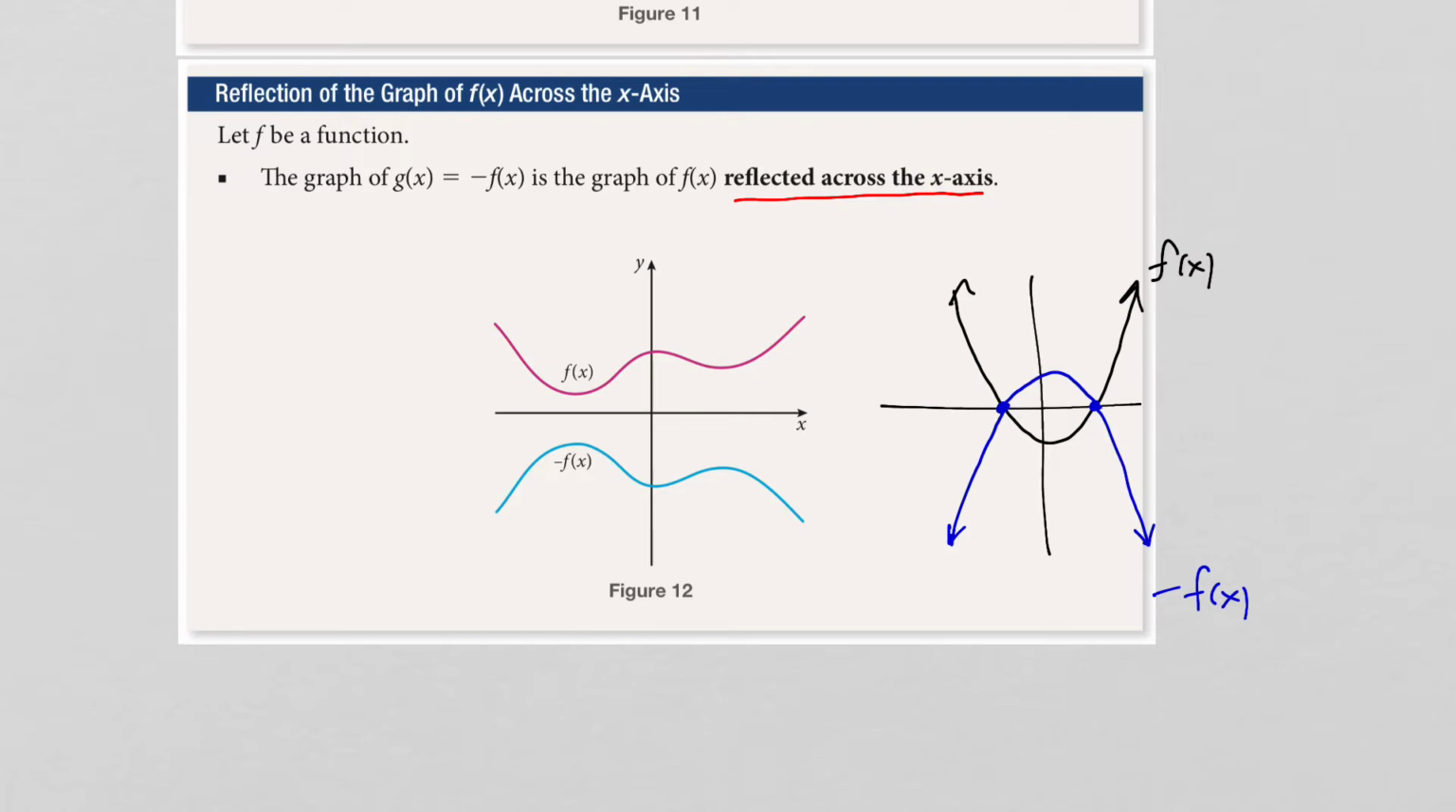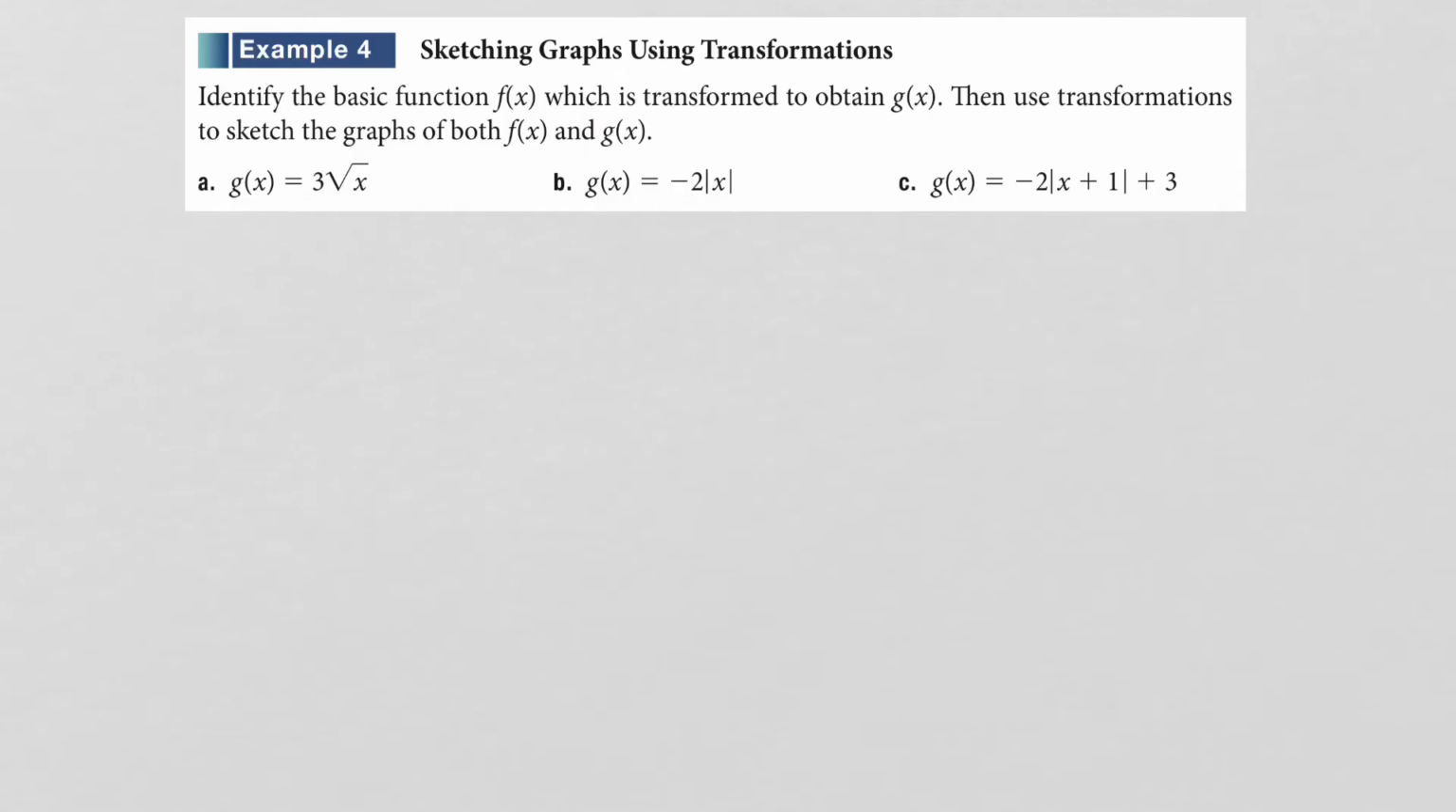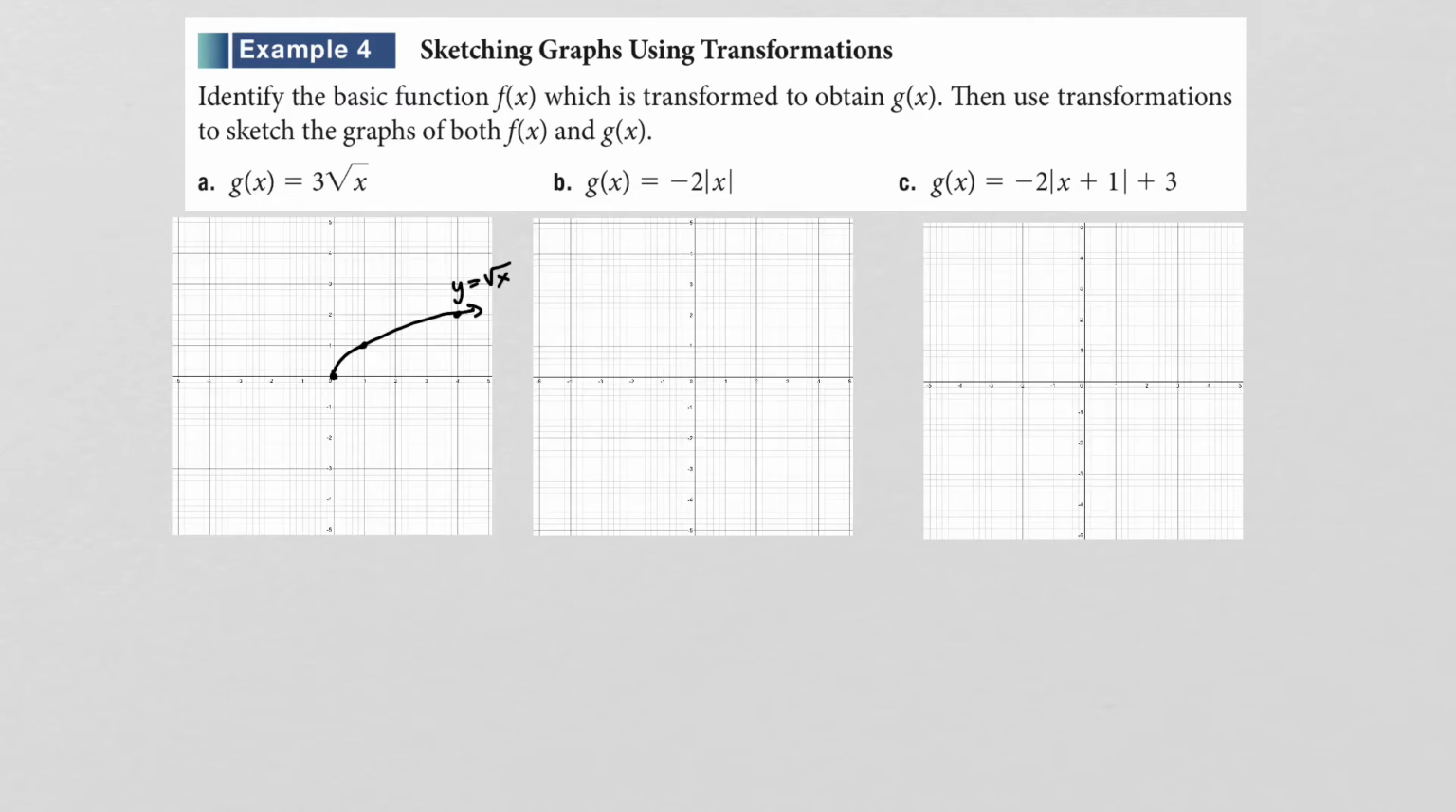Now let's take a look at an example. So in our first example, we would like to graph g of x equals 3 times the square root of x. So let's go ahead and bring in the square root graph. And now if I want to graph 3 times the square root of x, what the 3 does is it stretches the graph vertically by a factor of 3. And what it basically means, what the 3 does, is it makes the graph 3 times as tall.